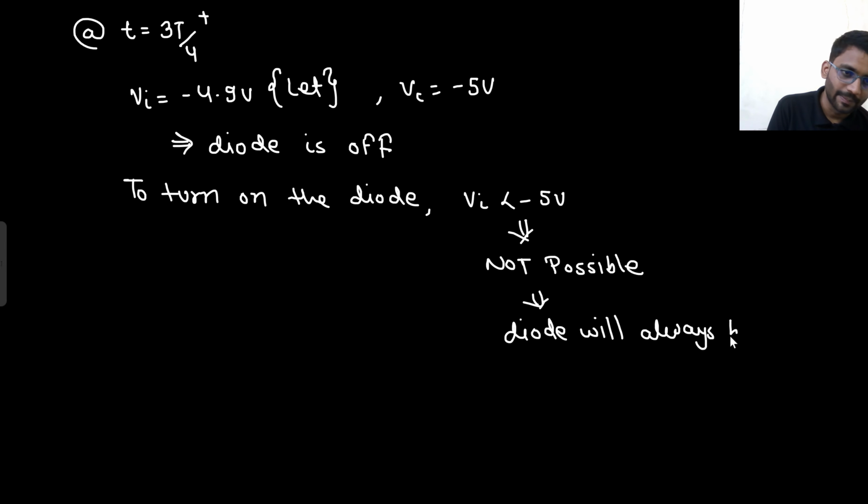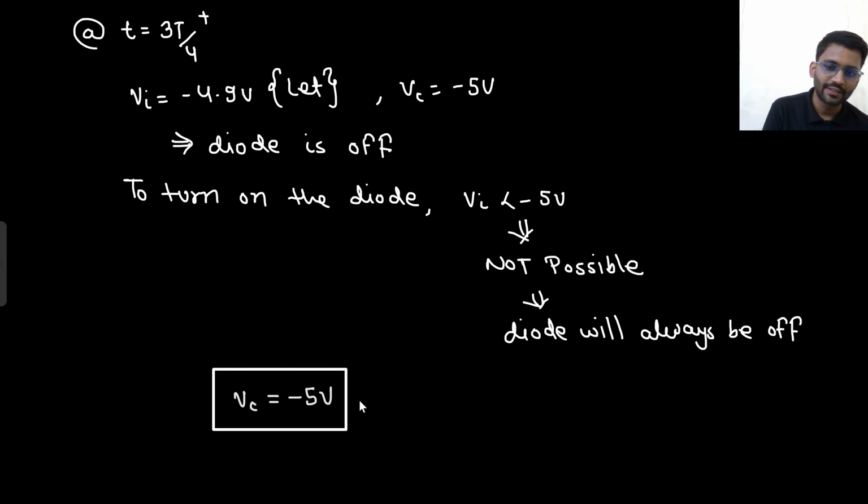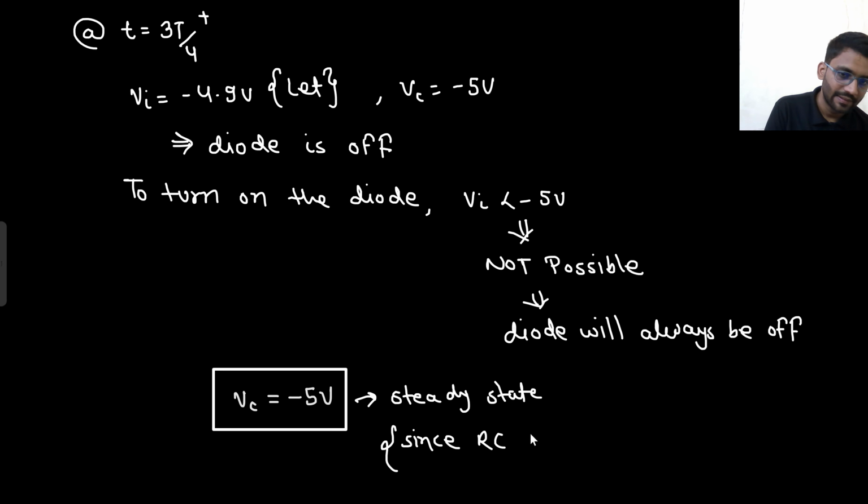So if diode is always off, that means Vc value will be at minus 5 volt. This will be steady state. Why this will be steady state? Because the capacitor cannot discharge further. Since RC is very large, we will also see if RC is not that much large, what will happen. We will also see that condition. But for now, we are assuming RC is very large. Since RC is very large, the capacitor cannot discharge further.